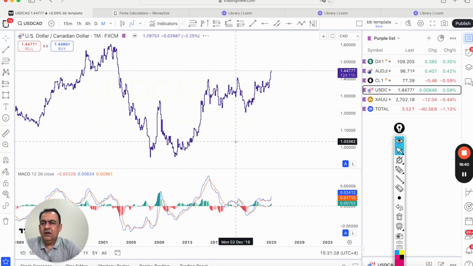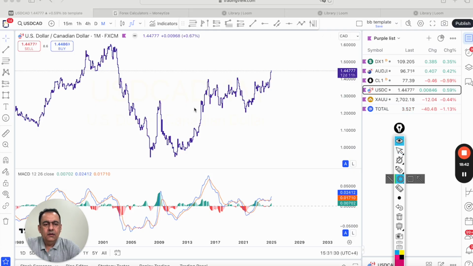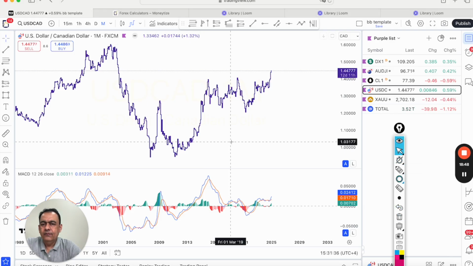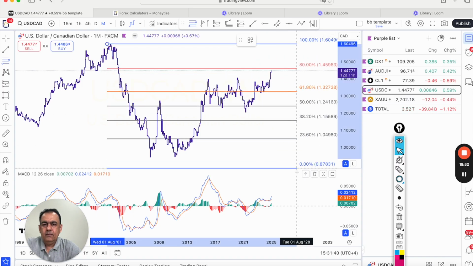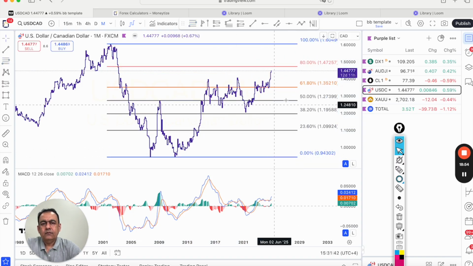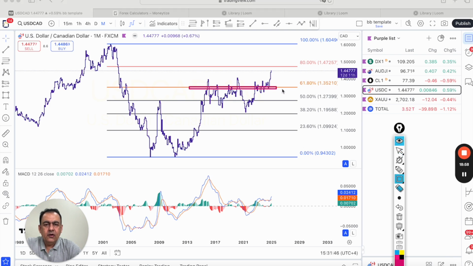Now based on monthly time frame, I'll take the historical high and the lowest point, and I'm going to apply Fibonacci retracement from high to low. So it has crossed 61.8, and it is very close to Fib retracement 80% mark. And that's the price level of 1.4725.